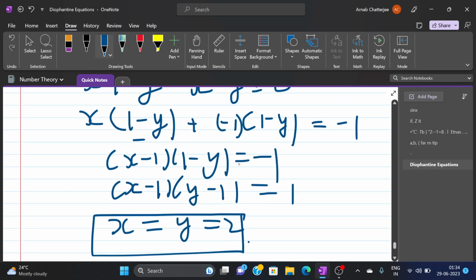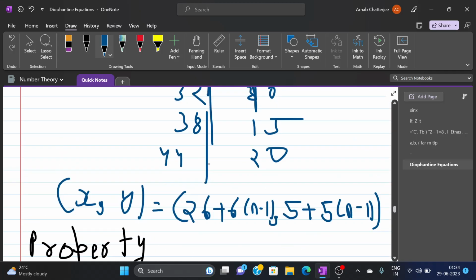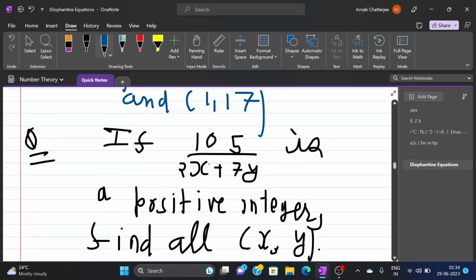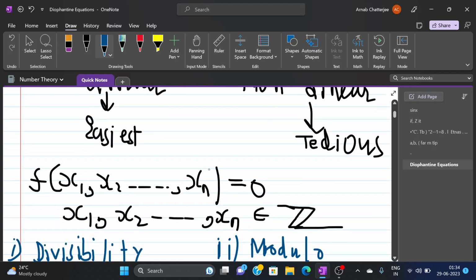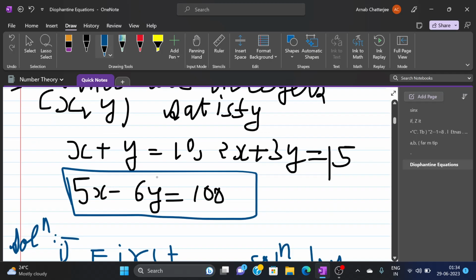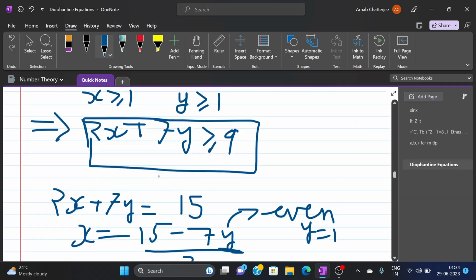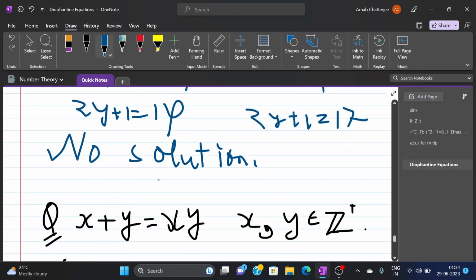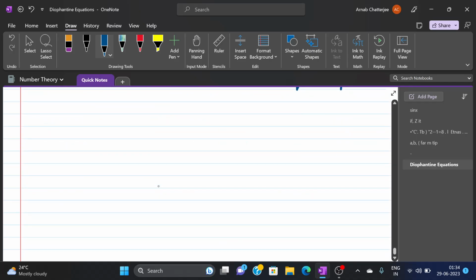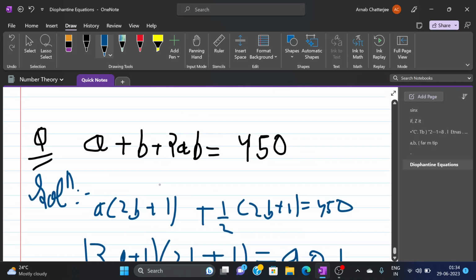Now in the next lecture we will discuss some more Diophantine equations. Obviously this is not the end of Diophantine equations. There are many more varieties. Today we dealt with the easiest ones. We will be dealing with tougher, more complicated and twisted ones. We will be taking previous year problems and some more interesting problems on Diophantine equations.